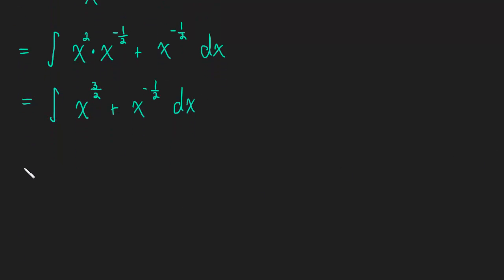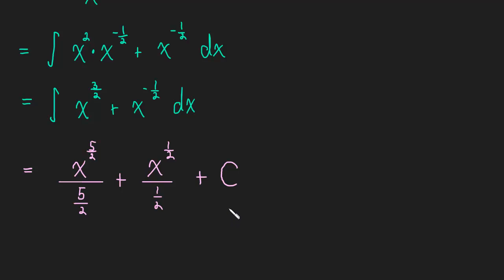Okay, so what are we going to do? Well, you add 1 to the exponent, so 3/2 plus 1 is 5/2, and then you divide by that new exponent, so divided by 5/2. Plus negative 1/2 plus 1 is positive 1/2, and now we divide by that new exponent. And of course, since this is an indefinite integral, we have to add c. Okay, so there you have it.